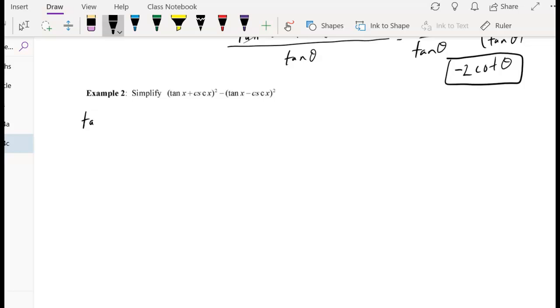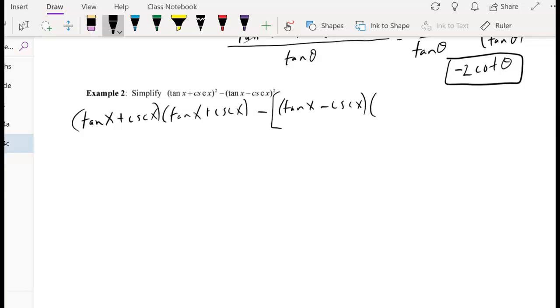So we have the tangent of x plus the cosecant of x times itself, and then minus the tangent of x, and let's be careful here, we're subtracting this whole thing, so I'm going to put it in another set of parentheses, the tangent of x minus the cosecant of x times itself again. So tangent of x minus cosecant of x.